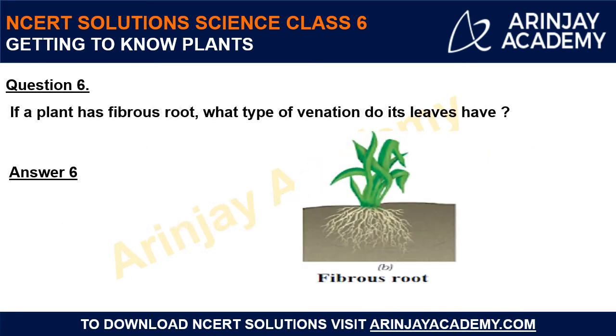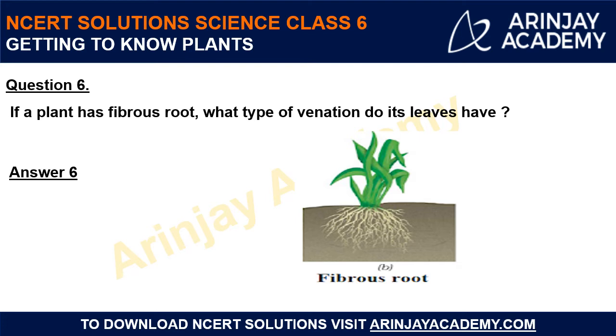Question 6. If a plant has fibrous root, what type of venation do its leaves have? So अगर एक plant में fibrous root है, so उनके leaves में आपको कैसे venation observe होंगे? So fibrous root particularly वो kind of root है जिनमें कोई prominent central axis present नहीं होता and that branches in all directions. So in such plants, what kind of venation can you observe in the leaves?